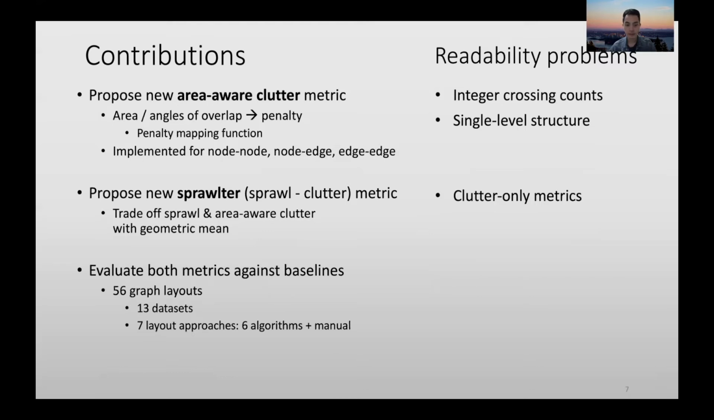We evaluate these two metrics against baseline metrics with 56 graph layouts generated from 13 datasets and 7 layouts, including some algorithmic approaches and manual positioning.